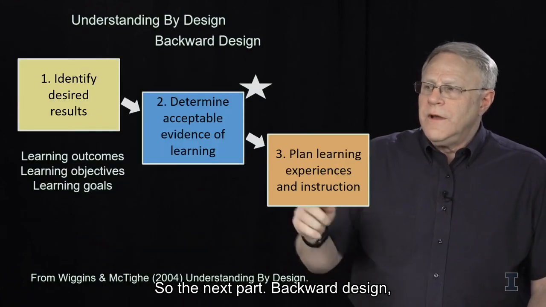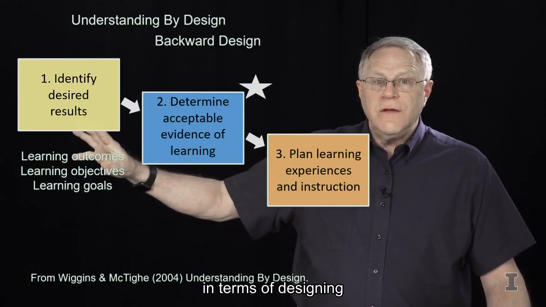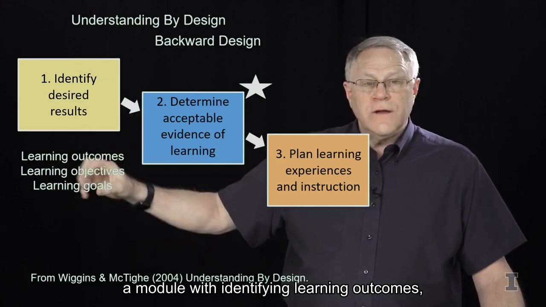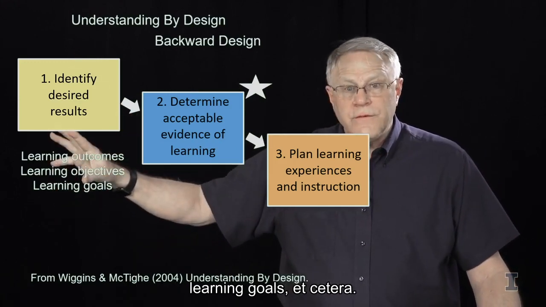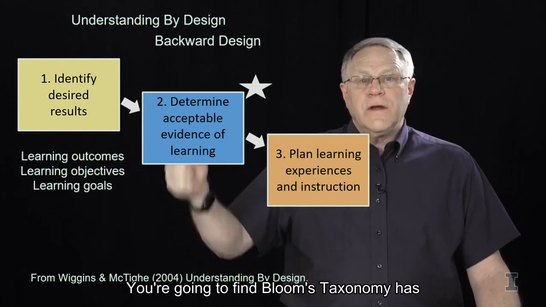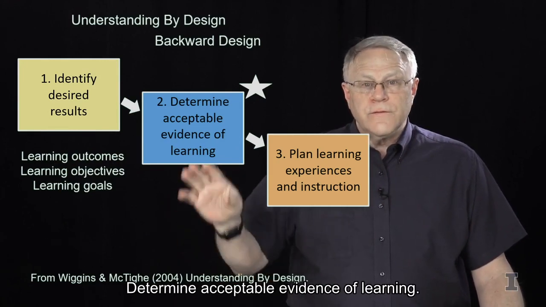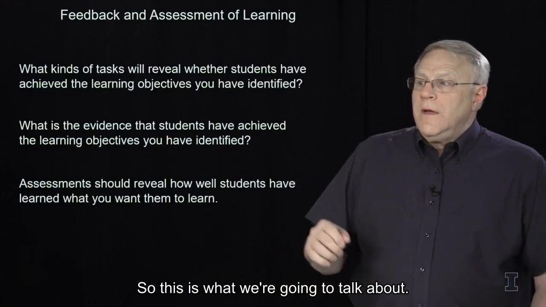So the next part. Backward design, recall, we actually start in terms of designing a module with identifying learning outcomes, learning goals, etc. Again, Bloom's taxonomy comes into play. We're going to find Bloom's taxonomy has to be consistent here as well. Determine acceptable evidence of learning. So this is what we're going to talk about.